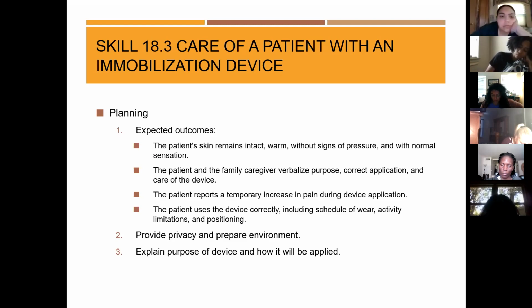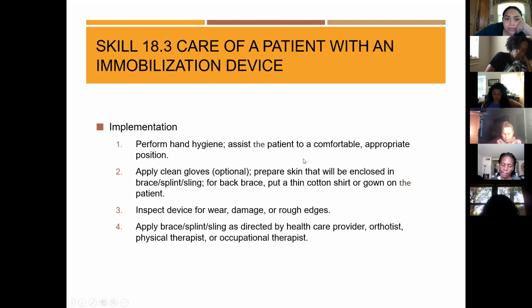So we want to make sure that the patient knows this. Okay. And make sure that they're using the device correctly and they know their activity limitations. Right? Don't take off the brace so that you could turn your head to go do something, right? How you need to lay down, how you need to move about with using these braces. Make sure that they know all of those things when you put them on.